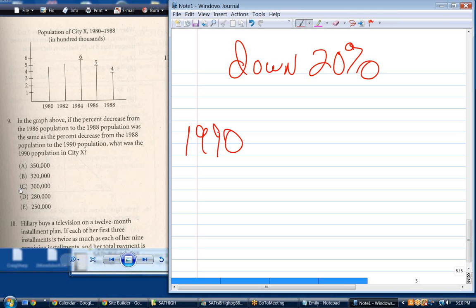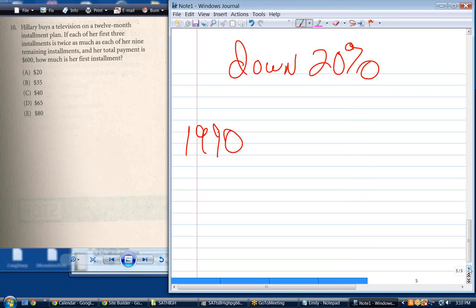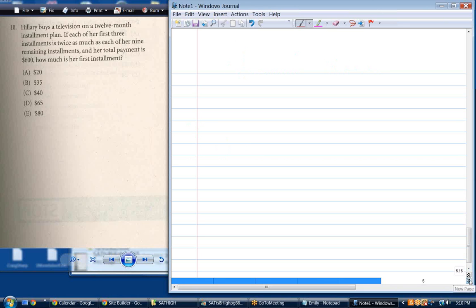Why in the world do I have a dot next to C? I don't know. Hillary. They were ahead of their time.